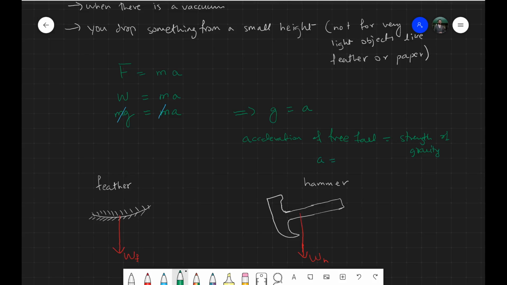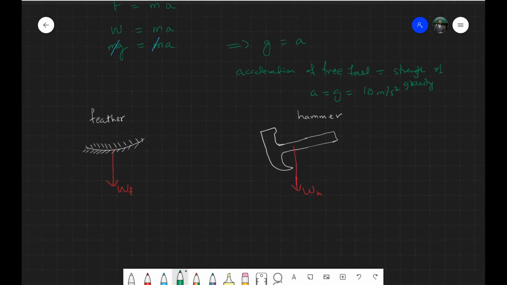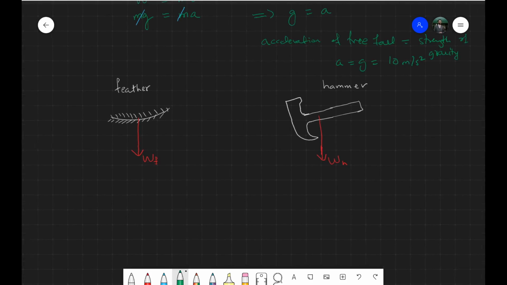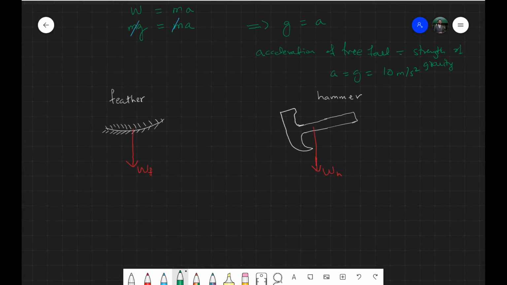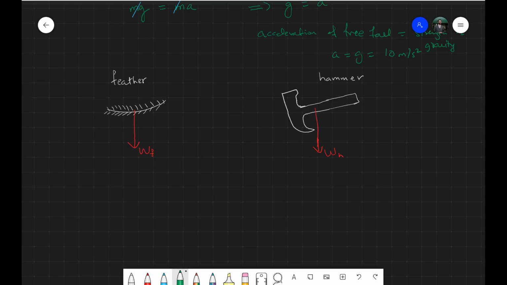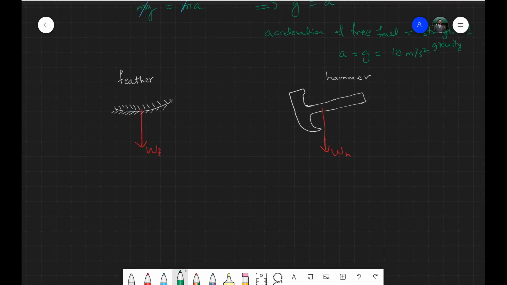So a equals g equals 10 meters per second squared. Alright then. We now know that the acceleration of all objects, no matter what their mass is, since mass is cancelled out in the equation, no matter what the size of the object, it doesn't matter. Every object when free falling near the earth will have the same acceleration, 10 meters per second squared.